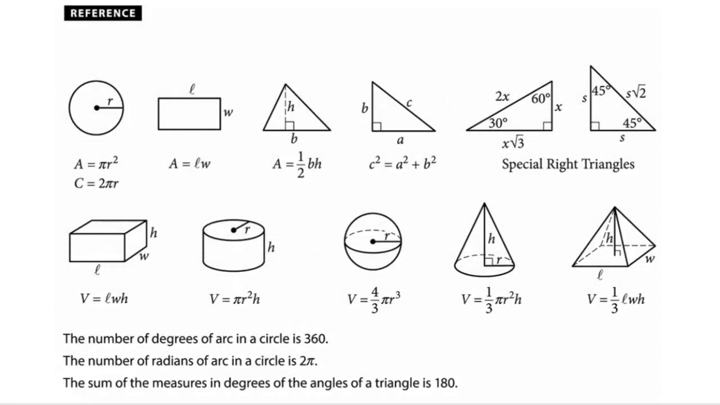Let's quickly take a look at all the formulas which are given on the math section. There's circle area, rectangle, triangle, Pythagoras, special right triangles, volumes of cuboid, cylinder, sphere, cone, pyramid. And it's given as well at the end, the number of degrees of arc in a circle is 360, and in radians, it's 2 pi. And the sum of the angles of a triangle is 180.